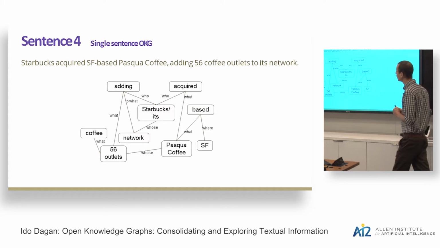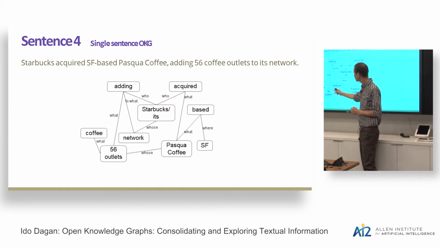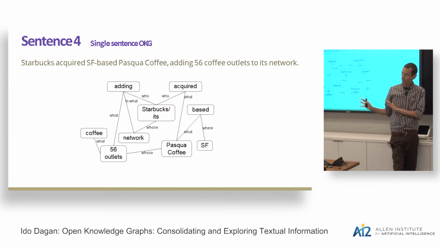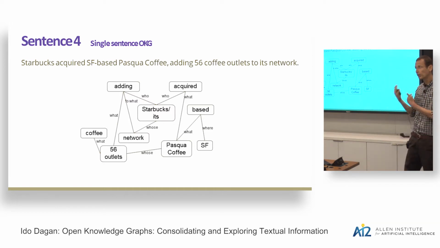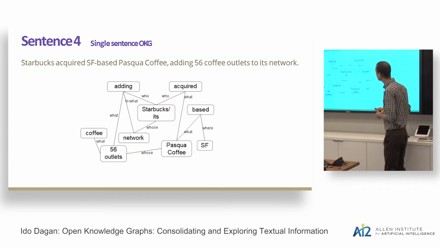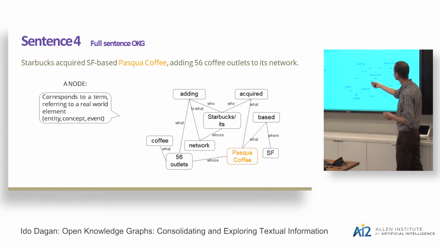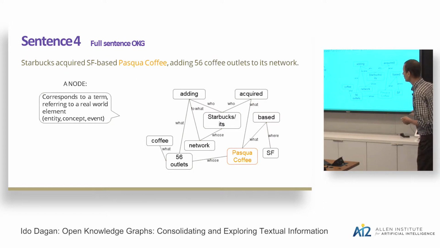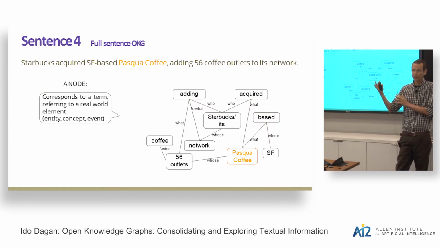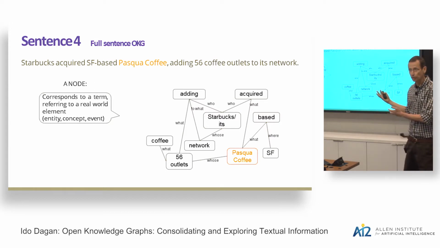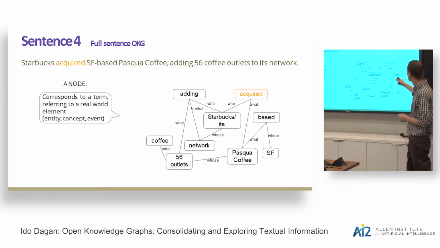So first, we would like to come up with a graph structure that resembles the graph structures we've seen before, but on the other hand is open in the sense of QA-SRL. So what do we have here? We see that the nodes correspond to terms or content words, while we assume that each node corresponds to some real-world element, as in a knowledge graph, that is referred to by the sentence, like the Pasqua coffee. An element may also be an event. It can be an entity, a concept, or an event.